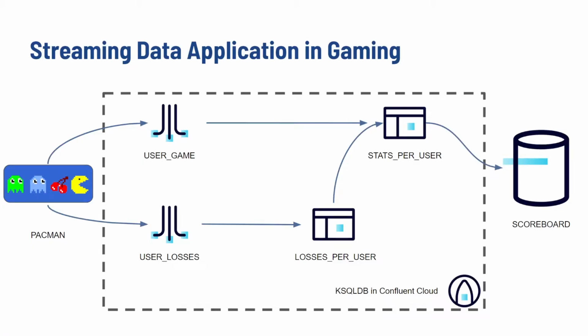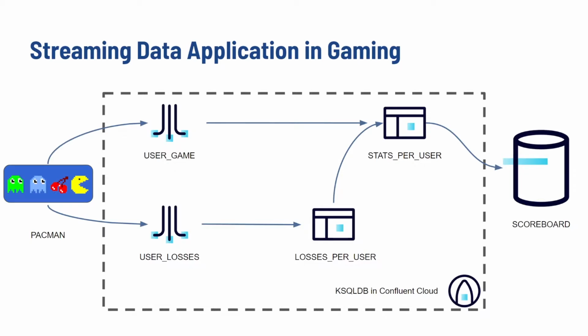Hello everybody, and welcome to this example of data streaming in Apache Kafka and Confluent. Today, we're going to be streaming information from a Pac-Man game and seeing how that information stream works on our consumer, which is our scoreboard.